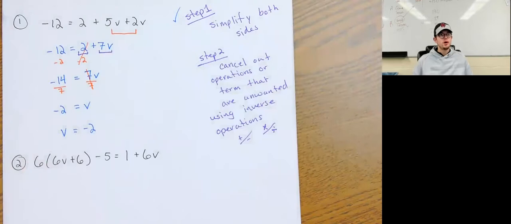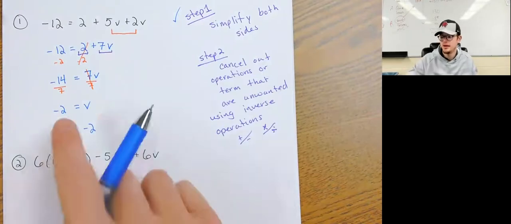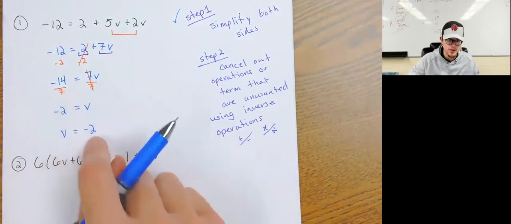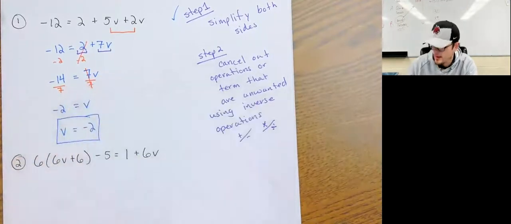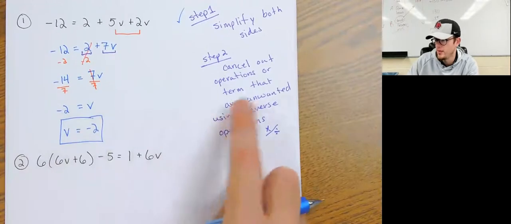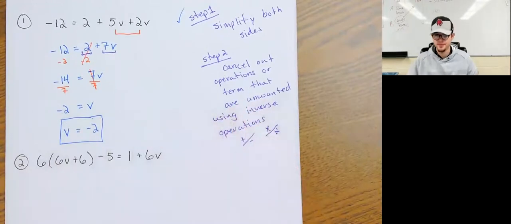And what is that property? Is it the reflexive property or the symmetric property? It's the symmetric property. There's a mathematical property that says that if negative 2 equals v, then v equals negative 2. You can flip-flop it. All right, so this should be your answer. So I canceled out everything I didn't want using inverse operations.